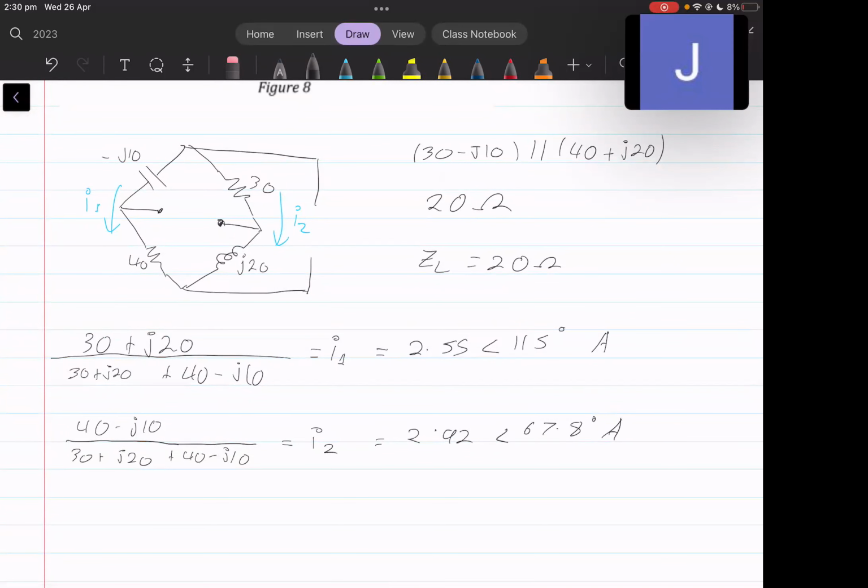So now that we know that, we can actually look at making this a mesh, where this can just be V Thevenin. Let's make that one plus and that one minus.